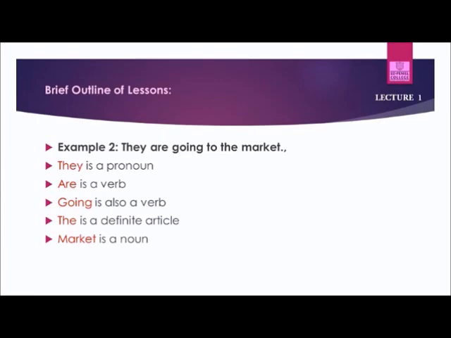Example two, you have the sentence, they are going to the market. Now in this sentence, the word they is a pronoun, are is a verb, going is also a verb, to is a preposition, the is what we call a definite article, and market is also what? A noun. So you see, each of these words belongs to a particular group or family. The way we group or identify these words we use into their respective families is what we call the part of speech.